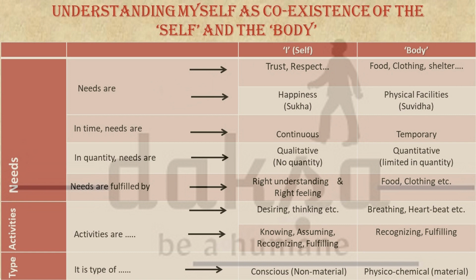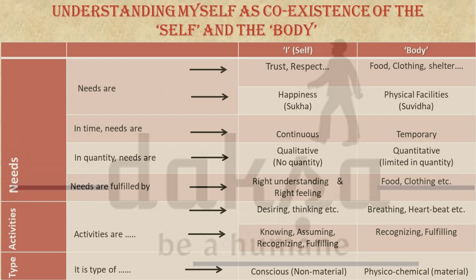On the other side, if we talk about the body, it doesn't have the activity of knowing and assuming, is not a conscious entity, and having only recognizing and fulfilling activities can be called a material entity. Or you can say the conscious entity desires, thinks, selects, while the material entity just performs material activities.